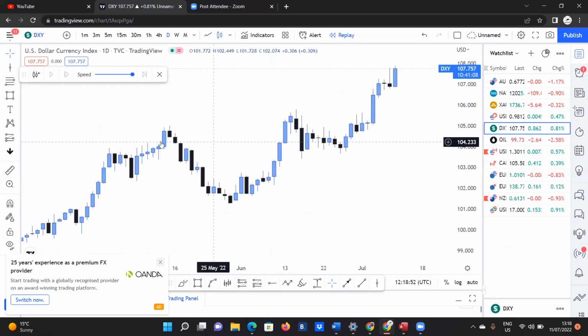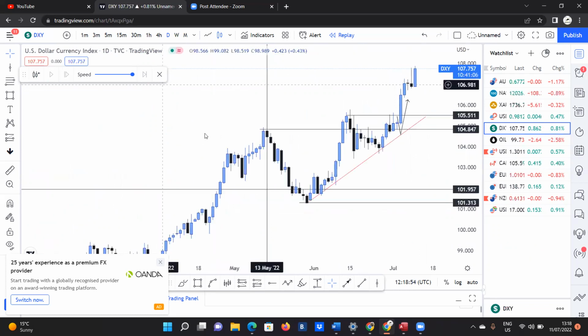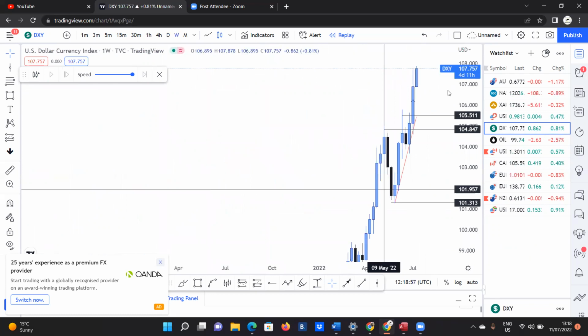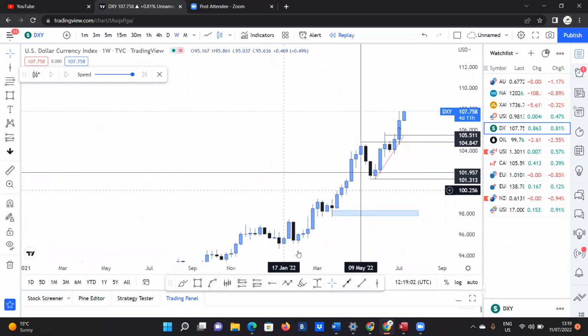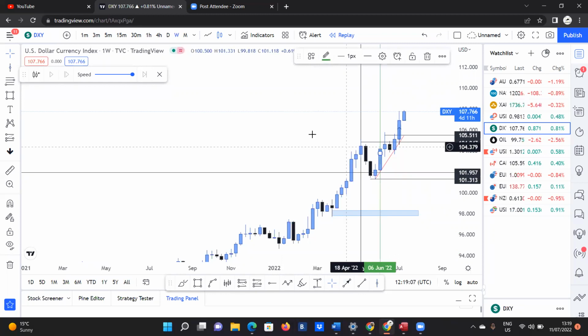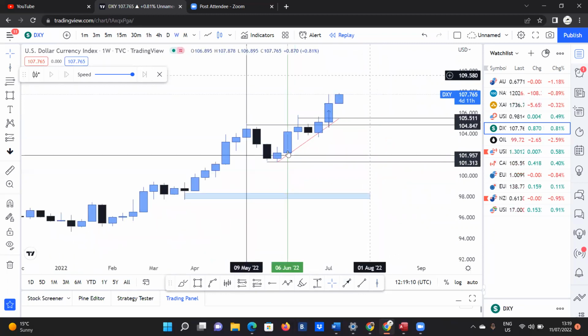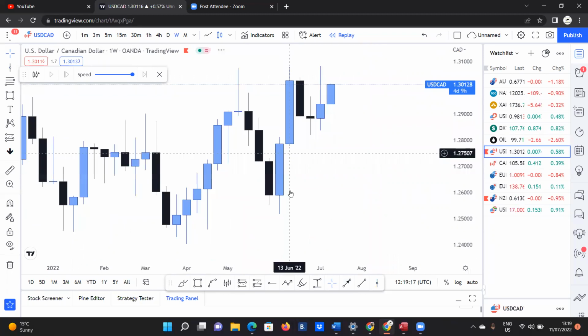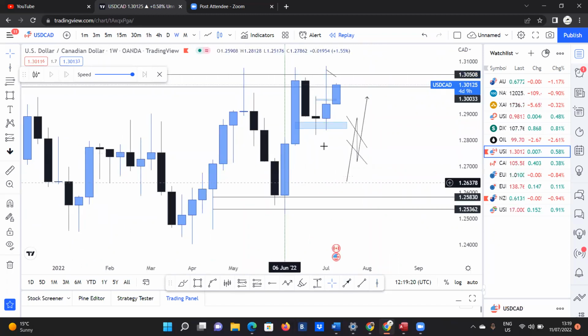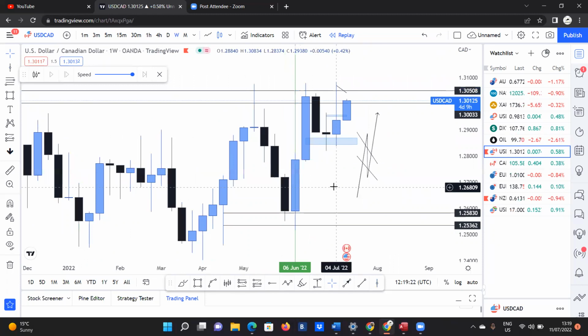So let's look at 6 June 2022. Yeah, you see the green line. Wherever there's the green line, that's where DXY continued to buy harder, which is the same thing that happened to USD CAD. It started buying. So with that being said, you can see that whatever happens to DXY happens to USD CAD, and the opposite happens to oil.